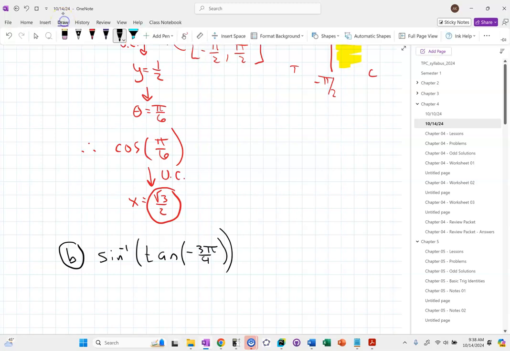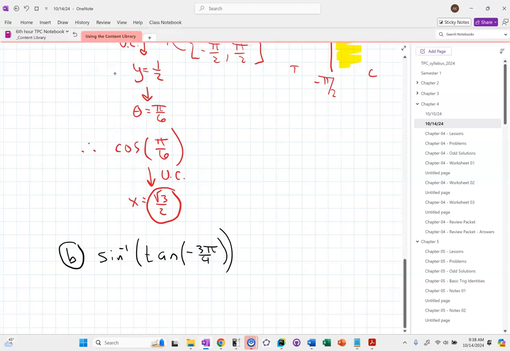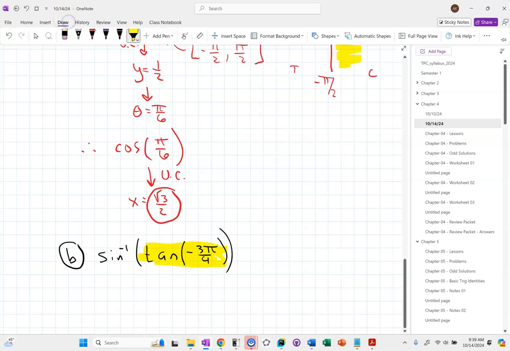So here we're going to do sine inverse of tangent of negative 3 pi over 4. The first thing I want to do is work on the inside portion. Since I'm doing just a regular trig function, I just need to look up where negative 3 pi over 4 is on my unit circle and then do tangent of that. But does my unit circle go to negative 3 pi over 4?